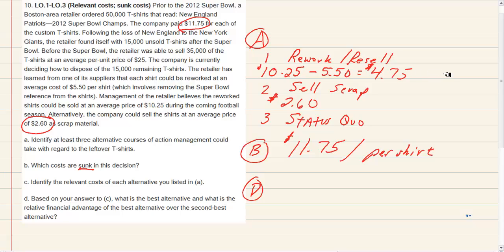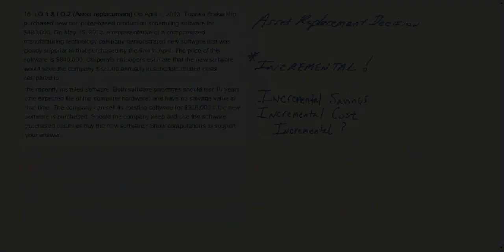Well, alternative number 2 provides me with a profit of $260 per shirt. Alternative number 1 provides me with a profit of $475 per shirt. Alternative number 3 does nothing. So the best deal here and the best decision we could make would be rework and resell at a profit of $475 per shirt. So that's the idea, sorting out irrelevant cost from relevant cost.